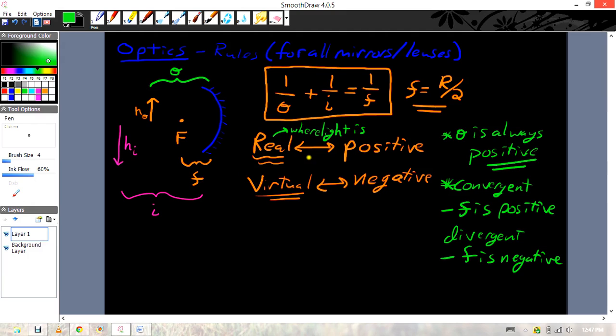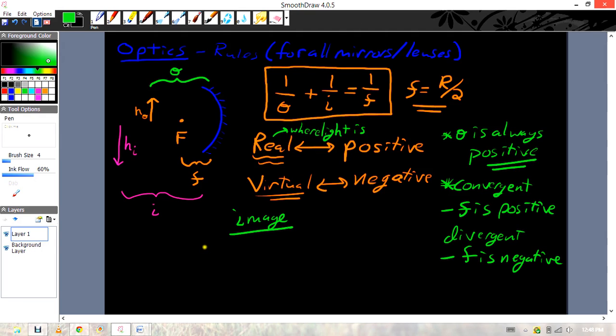And last but not least is the image, but honestly for the image you need to just understand this. This is all you need to understand, that if it's real it's positive, if it's virtual it's negative, and vice versa. So if you end up solving for I and you get -2, well then you know it's 2 away, 2 inches, 2 centimeters, 2 millimeters, whatever the unit is. And if it's negative, it is virtual.